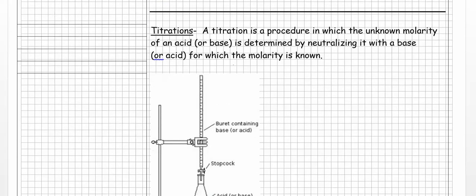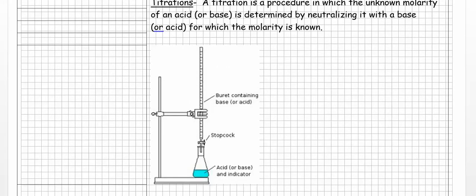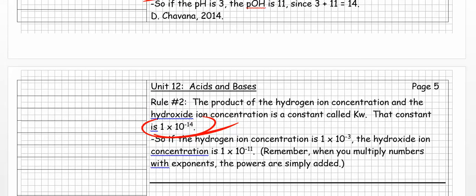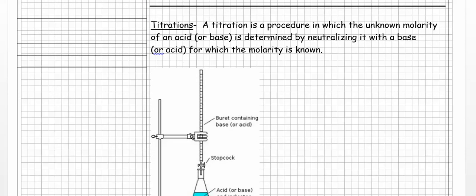All right, I want to talk now about something called titrations. What do we mean by a titration? Well, a titration is a procedure in which the unknown molarity of an acid or a base is determined by neutralizing it with a base or an acid, the opposite one, for which the molarity is known.